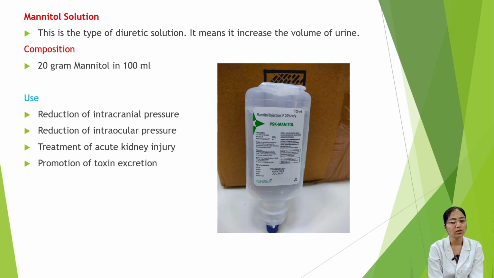Next one is mannitol solution. You can see the mannitol solution in the picture. This is a type of diuretic solution, which means it increases the volume of urine. Composition is 20 gram mannitol in 100 ml. Here we can see the uses, very important: reduction of intracranial pressure, reduction of intraocular pressure, treatment of acute kidney injury, and promotion of toxin excretion. These are the uses of mannitol solution.